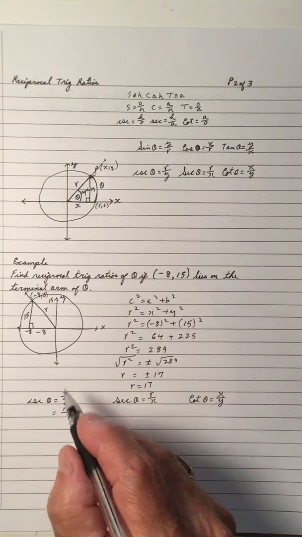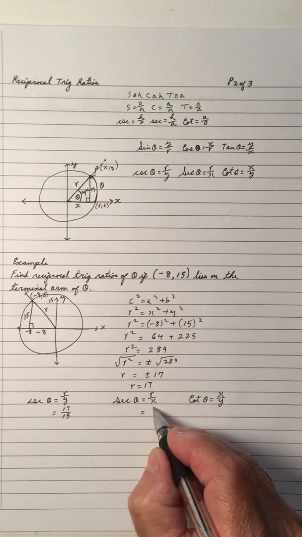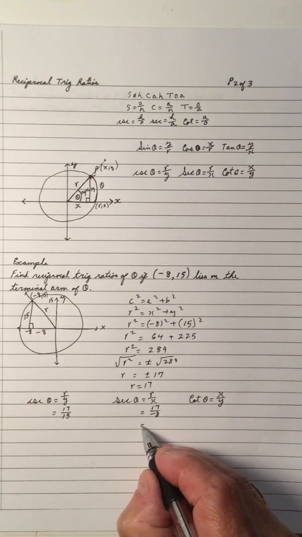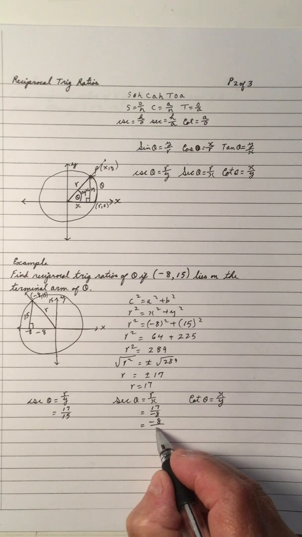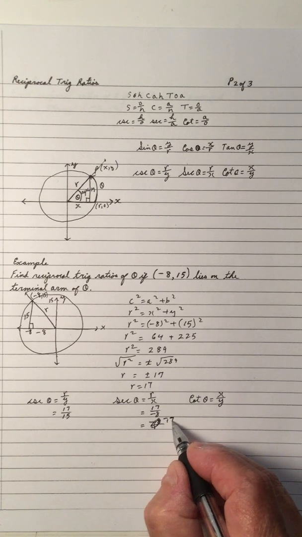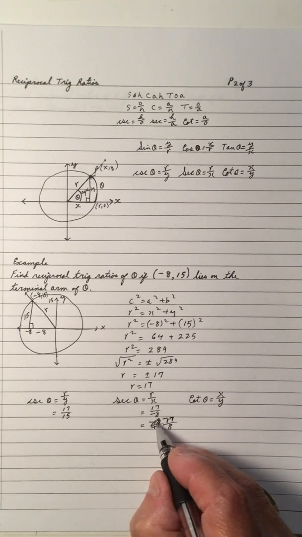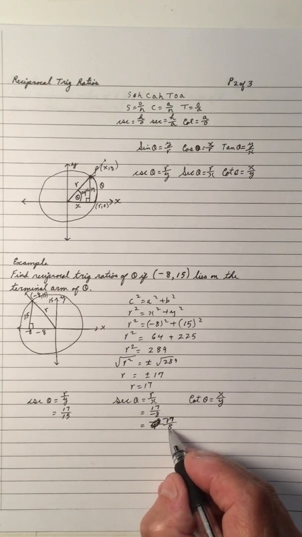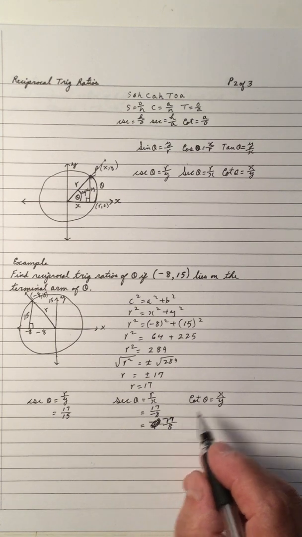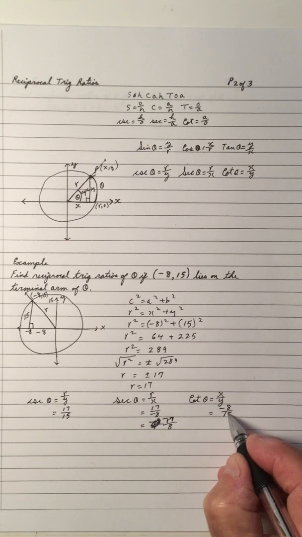So 17 over the y value, which is 15. And secant is the radius, which is 17, over the x value, which is -8. But I never put a negative in the denominator. So, oops, sorry about that. I'm going to change the fraction then. The negative goes on the top instead of on the bottom. So 17 over -8 becomes -17 over 8. And the x is -8, and the y is 15.